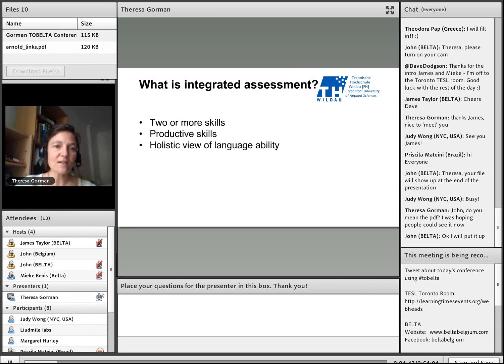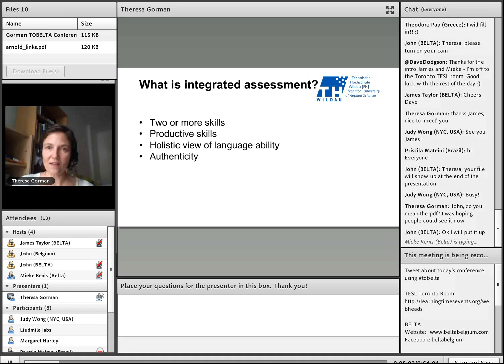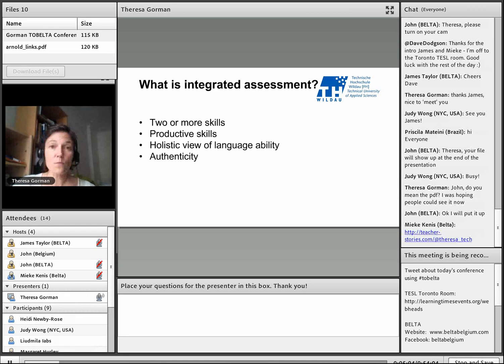Okay, so integrated assessment, holistic view of language ability. And what these tasks do is they match more closely what people actually do with language in real life. And in that sense, they can be more authentic. They can be more powerful for predicting how well our students will perform in the workplace, for example.